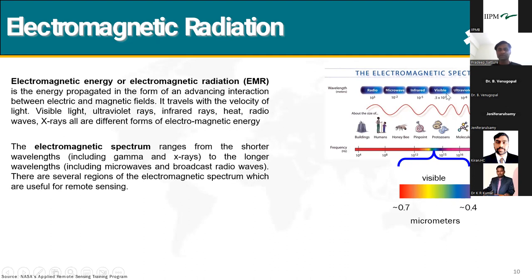So in the visible range, you are going to get a blue band, green band, and red band. On the infrared side, you are going to get near infrared band one and near infrared band two. On the microwave side, you are going to get SAR data or microwave data. So these are the different wavelengths available. On the basis of the wavelength, the characteristics of the sensor also change.